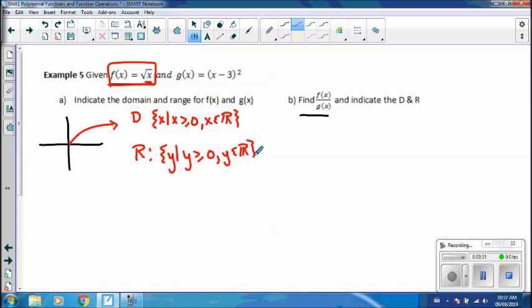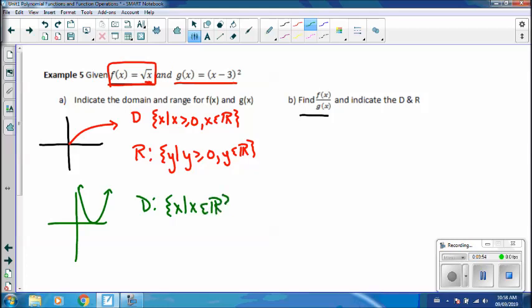g of x is a quadratic function. So let's do that one maybe in green. Just a little sketch over here. g of x, x minus 3 squared. Well, it's going to look something like that. Domain for a quadratic, well, we already know that from before. It's everything. And the range, this one is greater than or equal to 0 as well. My lowest point, that minimum is right there at 0.